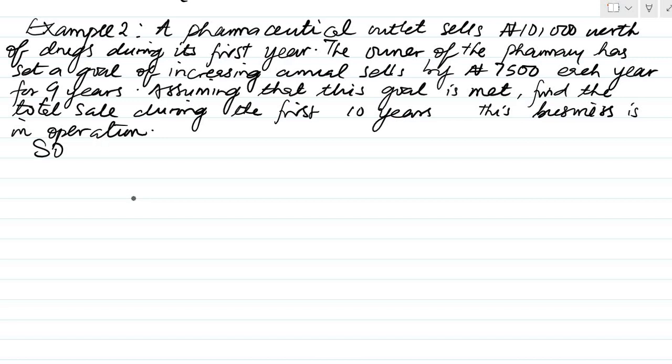Solution. First of all, we need to take a look at A, the first term, which is 10,000 naira, and the D is equal to 7,500 naira.